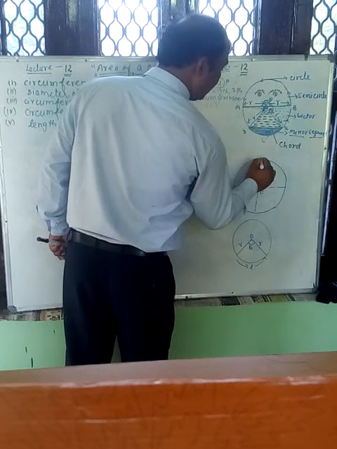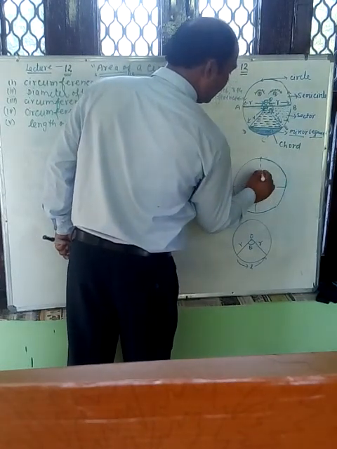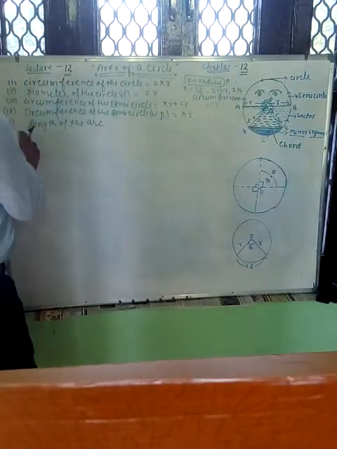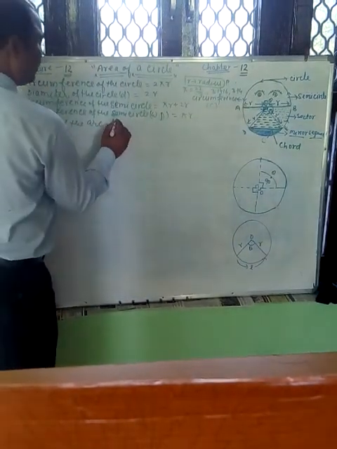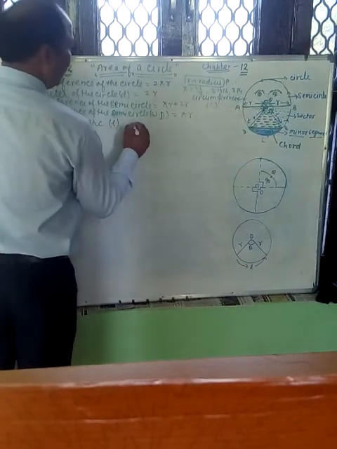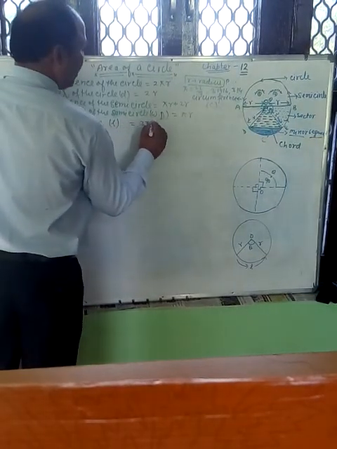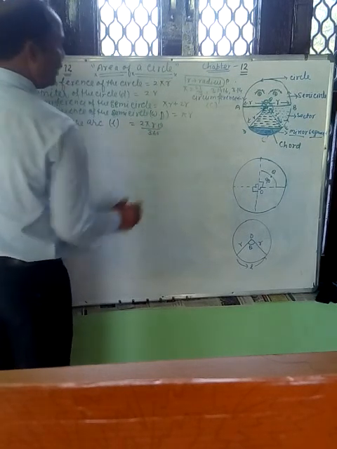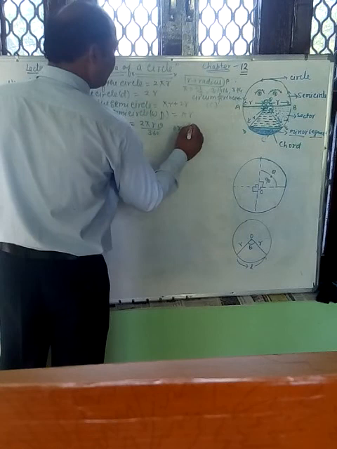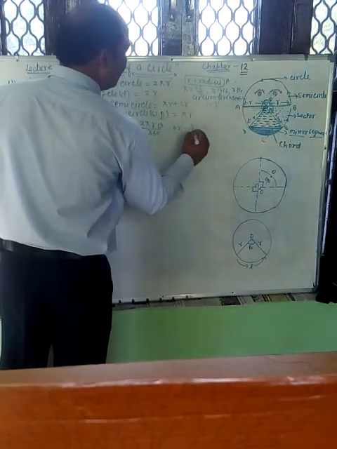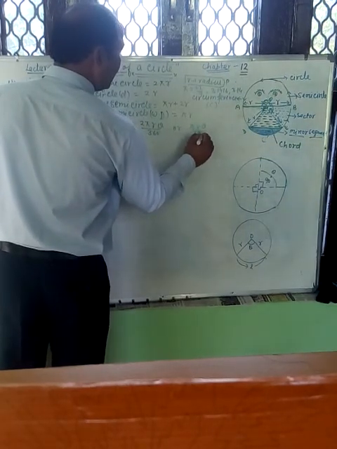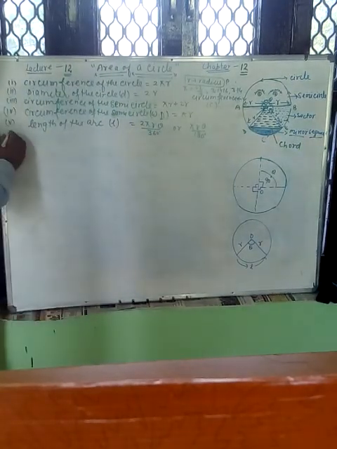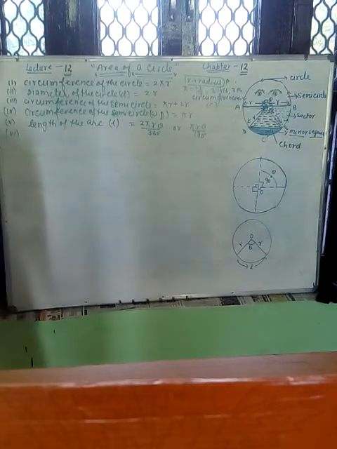So for example, we want to walk from here to here along this length. Suppose the angle is theta, then the length of the arc, represented by small l, equals 2 pi r theta upon 360 degrees, or pi r theta upon 180 degrees. Okay. Next, sixth formula.